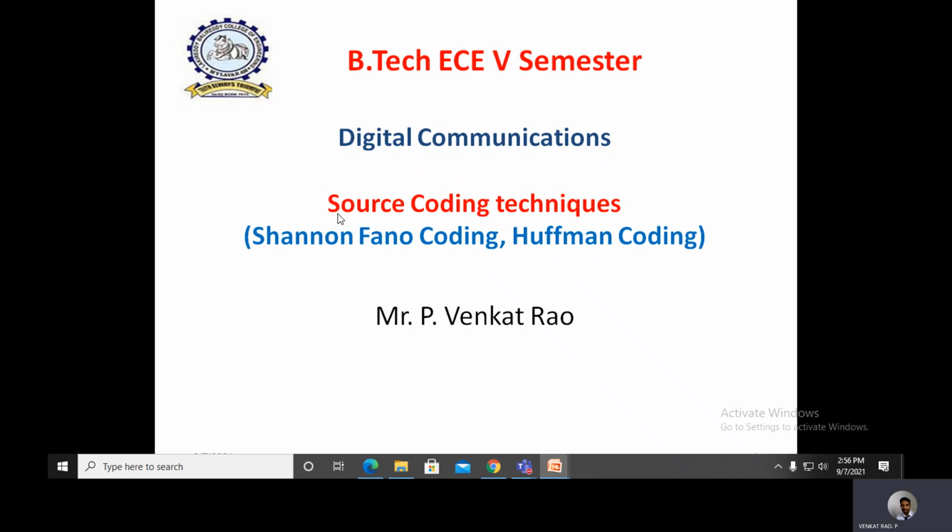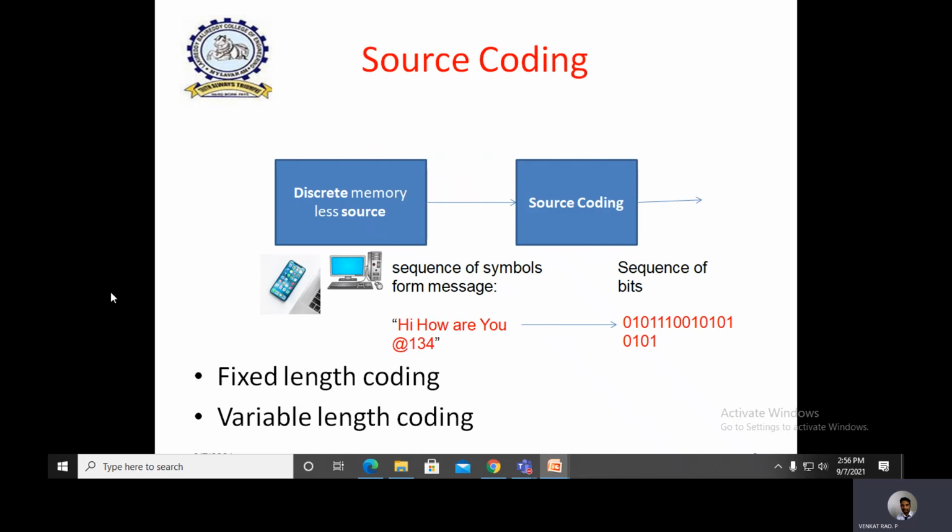Okay, first let us see what is the meaning of source coding technique, how many types are there, and how they are implemented. We will also see how they are implemented with some examples. Now let us understand what is the meaning of source coding.